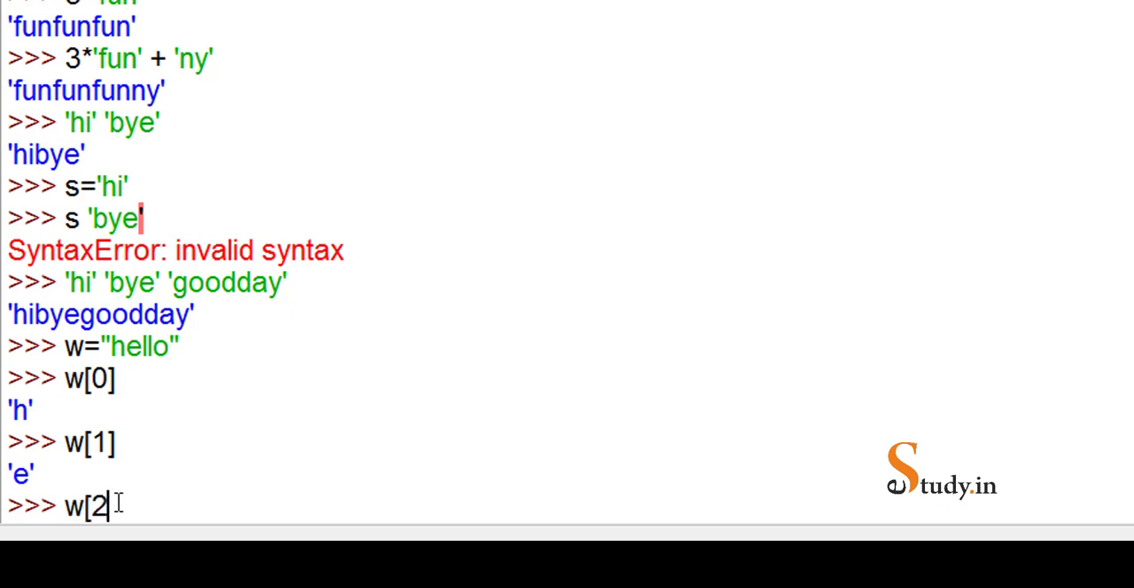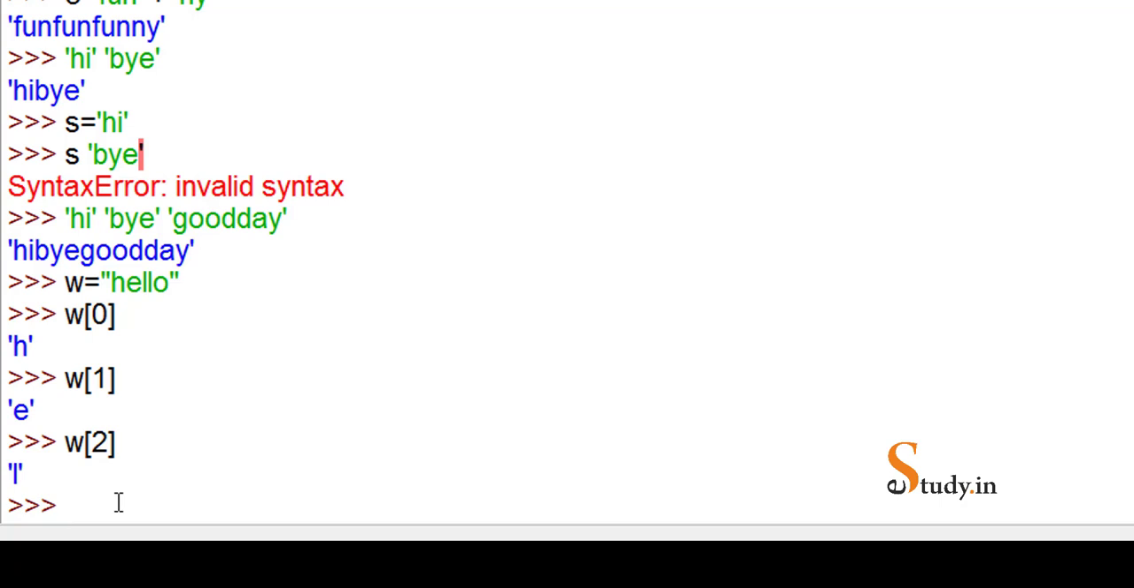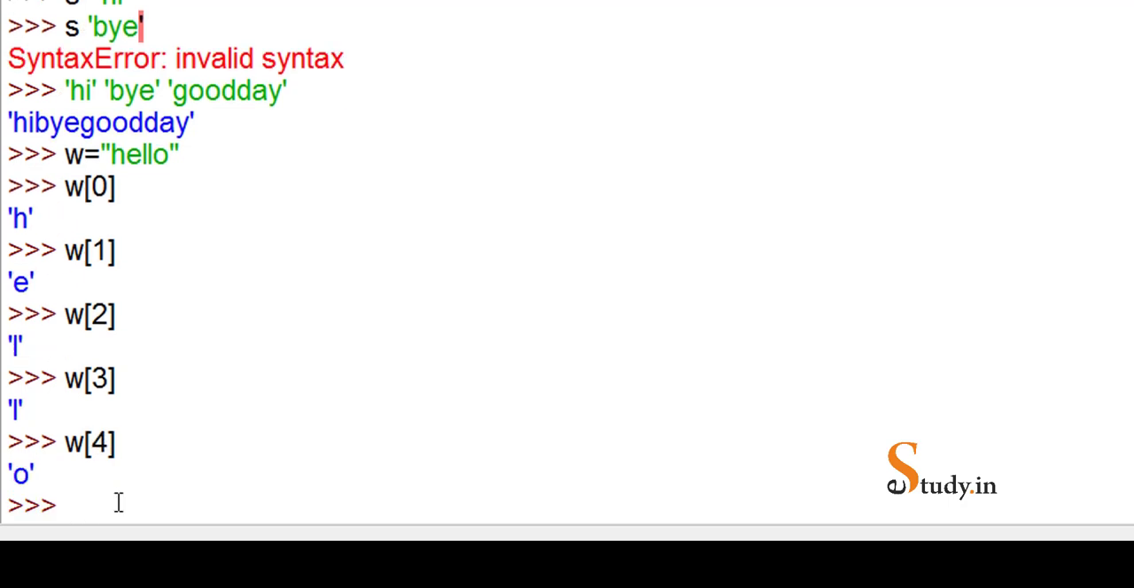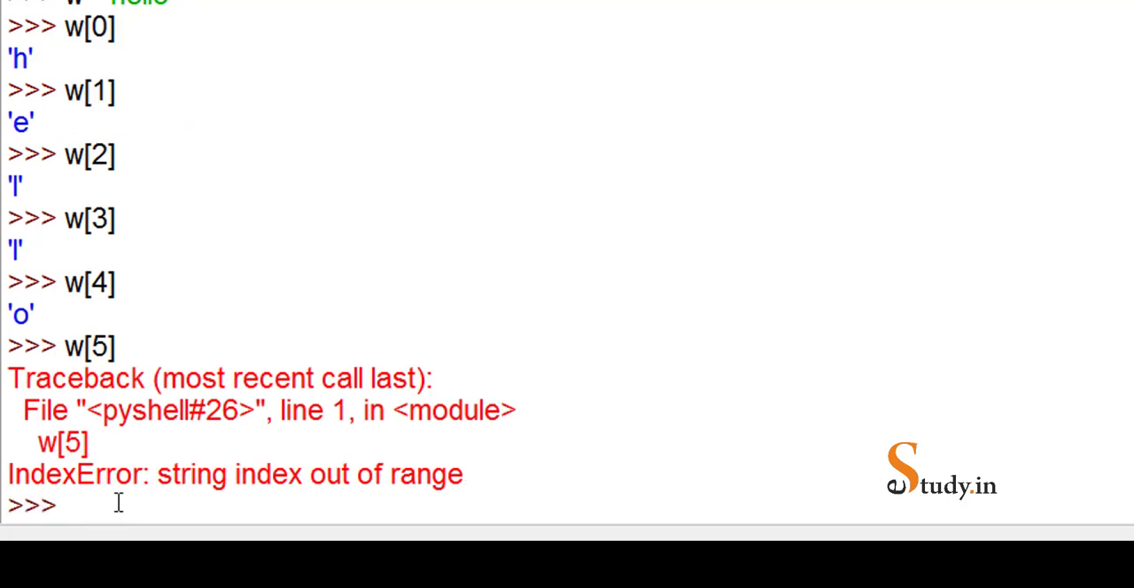And when you write w[2], it gives us the character at the third position, that means L. So w[3] again will give us L, and then w[4] will give us the character at the fourth index, which in fact is the fifth position, that is O. And then if we write w[5], hello has O as the last character, so there's nothing after O. So w[5] we do not have, that is why it says index out of range, if you see this.